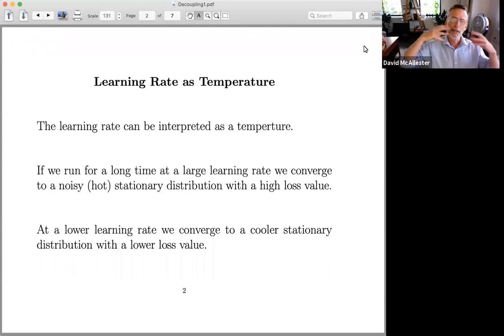If we think of it as a stochastic process, it's going to have some stationary distribution over the possible states, and that stationary distribution is going to have some loss. The hotter we run, meaning the larger the learning rate, the higher the average loss of the stationary distribution is going to be. So as we reduce the temperature, as we make the learning rate smaller, we expect the average loss to come down.